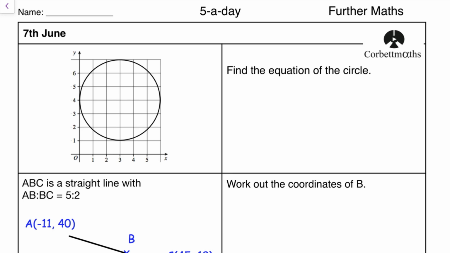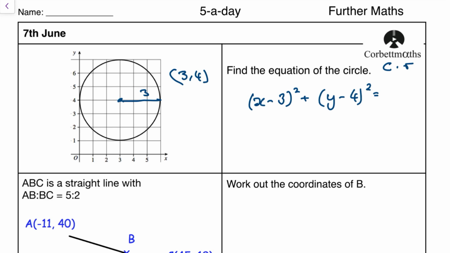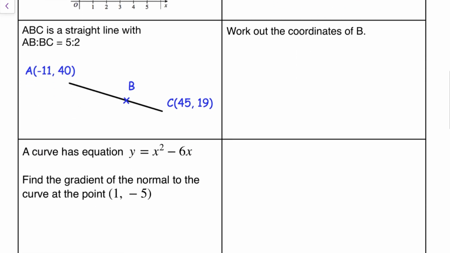Right, first question says, find the equation of the circle. So for an equation of a circle, I need a centre and I need a radius. Well, the centre, I can see from the diagram, is 3, 4. So I'm going to write 3, 4, just to make a silly error. And the radius is 1, 2, 3 squares across, so it's 3. So in other words, nice and straightforward, x minus 3 squared plus y minus 4 squared is equal to 3 squared, which is equal to 9. First question done. Next question.